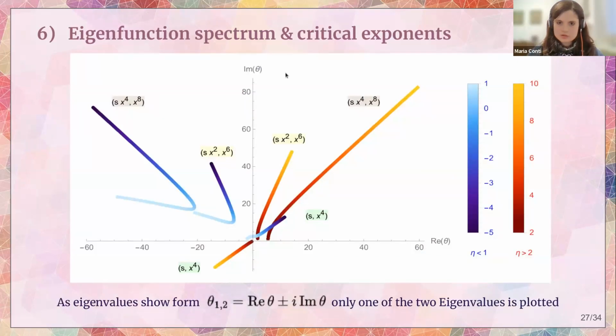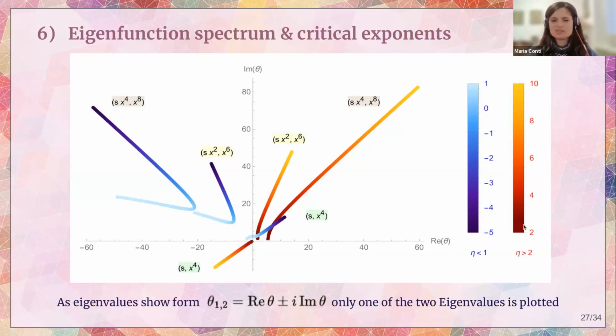This is the eigenfunction spectrum, but how do the critical exponents behave? The answer is, well, that still depends on the range of eta that you're studying. For example, in this plot I'm showing what happens in the blue range, when eta is below 1, or in the red range, when eta is bigger than 2. In these ranges, the eigenvalues show once again the form that we already encountered: a real part plus or minus an imaginary part. In particular, these eigenvalues are related to one another, so I'm bothering to plot just one of them, one for each value of eta scanning through these bars here.